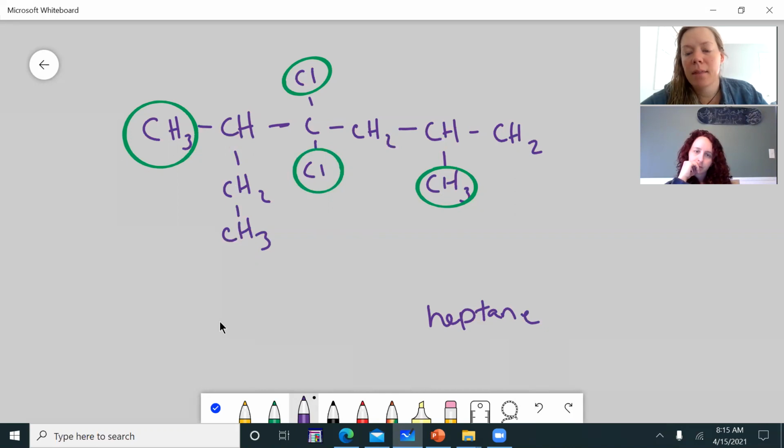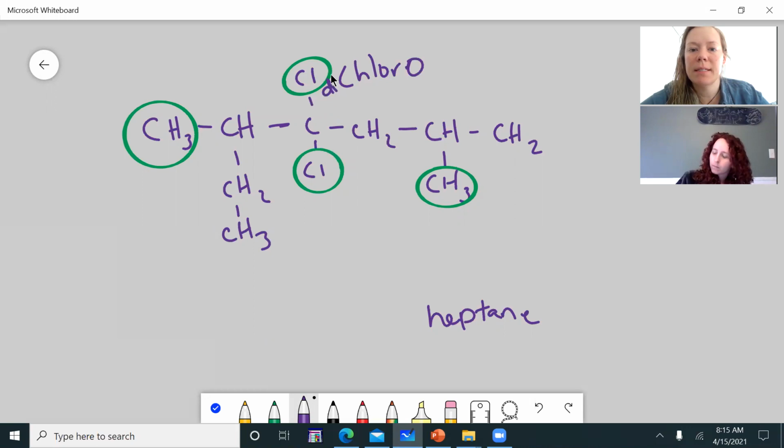Now I need to start adding the beginning parts. So I've got some chloros, specifically 2 chloros. So because it's 2, it's going to be dichloro. I've got 2 methyls as well, and because there's 2 of them, it's going to be dimethyl. What comes first in the alphabet? Chloro comes before methyl, so we'll do that. There are 2 chlorines. So it's not enough to say dichloro. You actually have to say 2, 2.